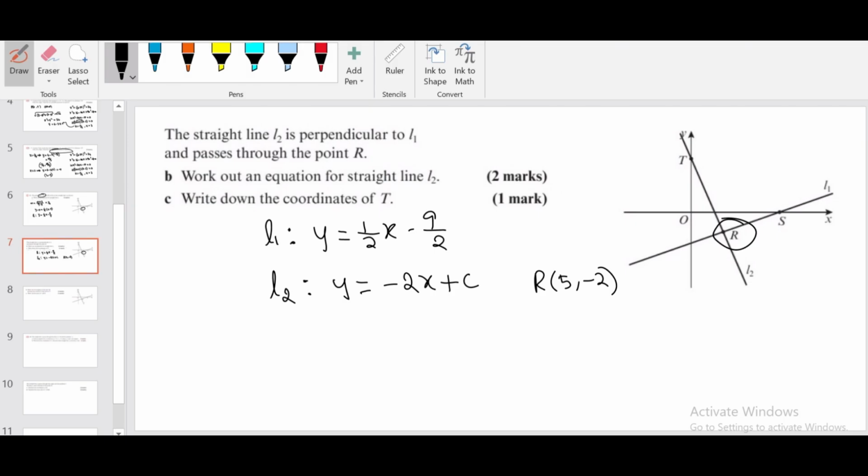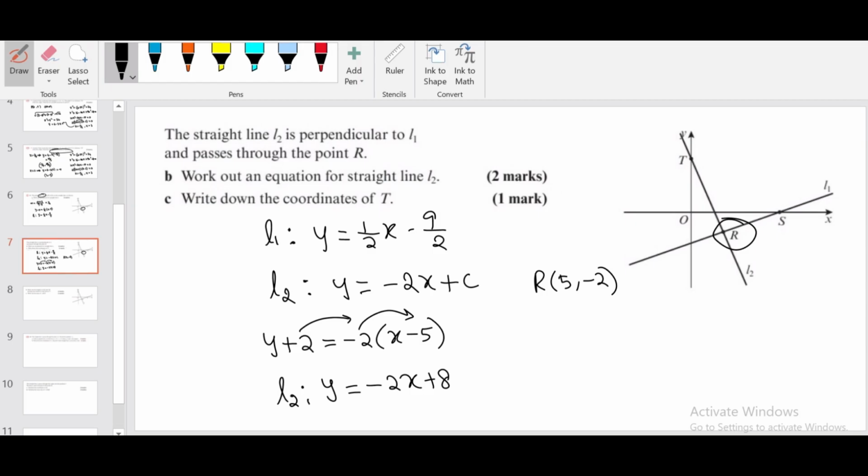Or you can write it this way, y minus y1 is equal to slope times x minus x1. It's the same thing. So we'll get y is equal to minus 2x plus 10. When you multiply, plus 10, the 2 comes here, minus 2. So we'll get plus 8. That's the equation of L2.